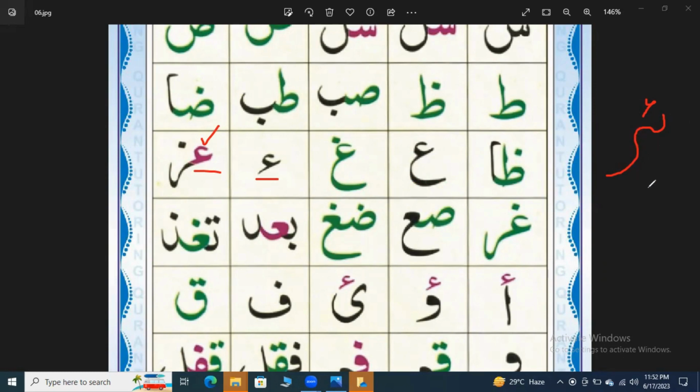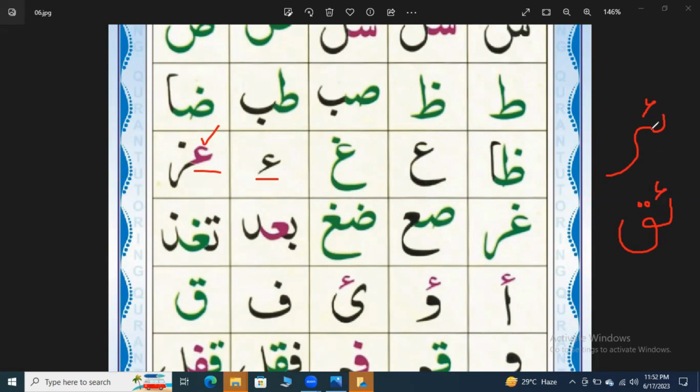If I try to write this Hamza with other letters, let's suppose Hamza is written with the Qaf. So this one is Qaf, and this is an extra shape, which we will study in detail later. And on the top of that, here Hamza is written.